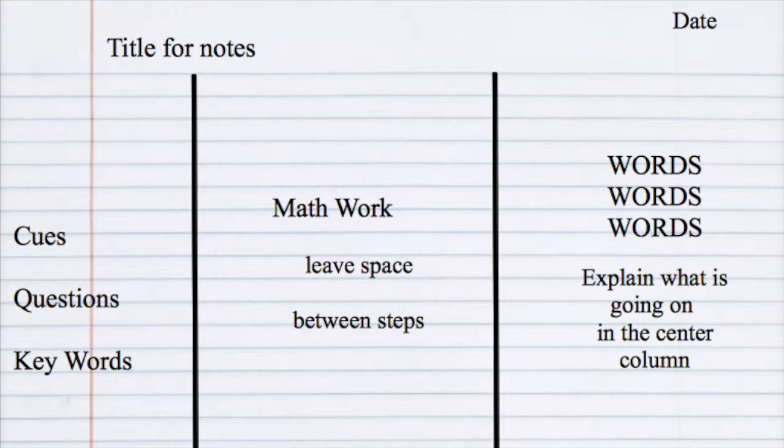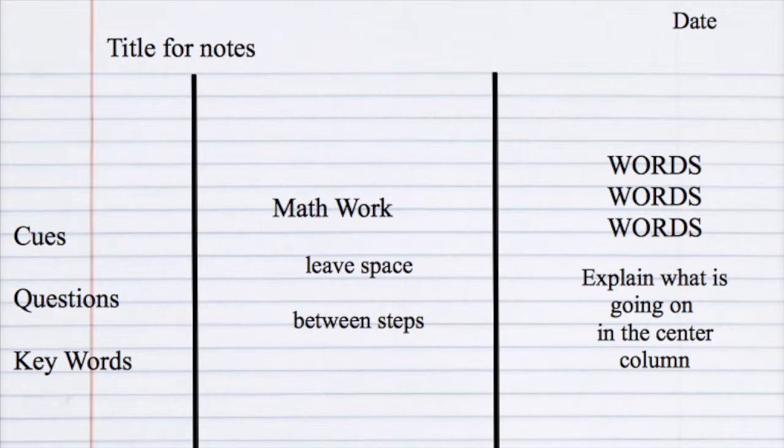You'll notice the left-hand column is the same as the one that is used in the Cornell method. It is there for cues, questions, keywords, so there's quick reference for you as you flip through, or for the next class, or for later in that class. The other two columns are where we organize how we want the math and the words to go, because good math notes require both words and math.